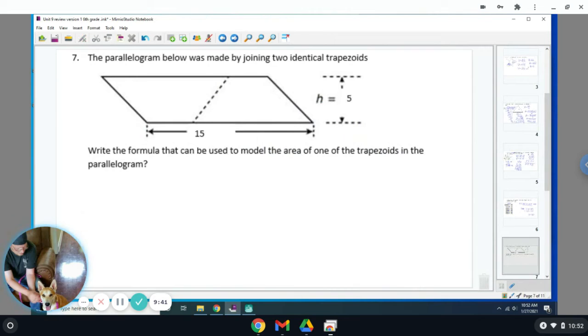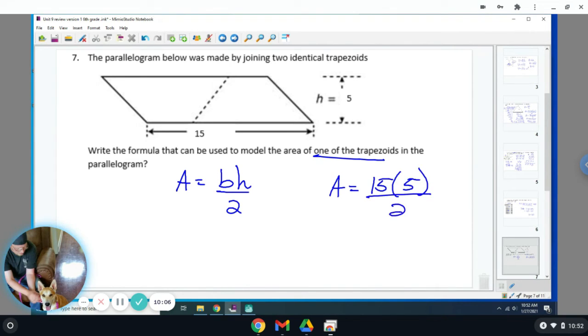All right, number 7. The parallelogram below is made by joining 2 identical trapezoids. Write the formula. So the formula for a parallelogram is A equals base times height. But it says write the formula that can be used to model the area of one of these trapezoids. Well, since there's 2 trapezoids in here, we're going to divide this by 2. So now I'm going to plug in my numbers. So A is equal to 15, which is the base, times the height, 5, and then we'll divide that by 2. And that'll be your answer.